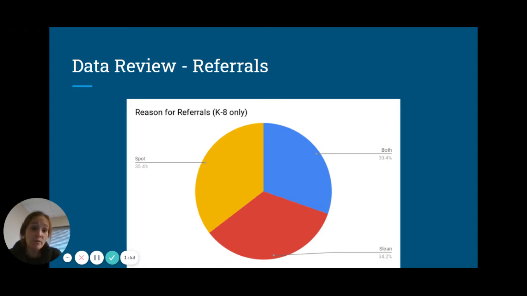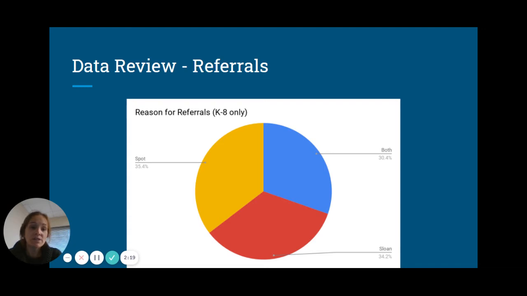We kept track of who was referred and for what reason. Of the 237 students referred, about a third were referred for both the Spot and the Sloan, meaning they didn't pass either one. A third for just the Spot, but they passed the Sloan, and a third for just the Sloan, but they passed the Spot. So you can see that in terms of the number of students that we send to the eye doctor, we're missing over 30% of our students if we only select one of these tools, either the Spot or the Sloan.